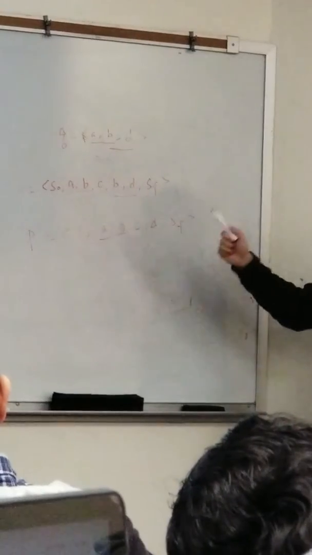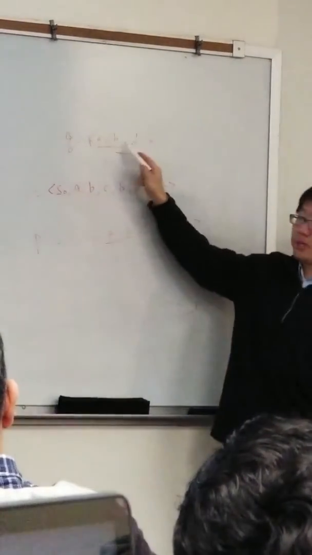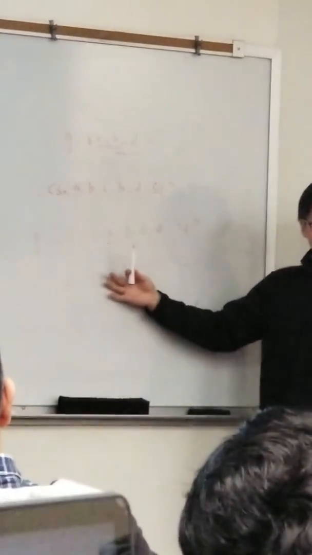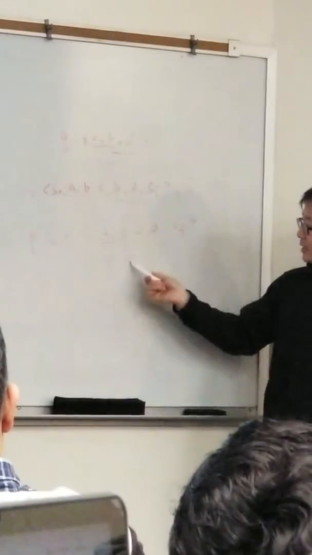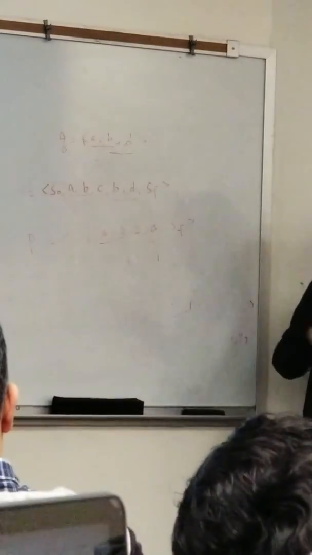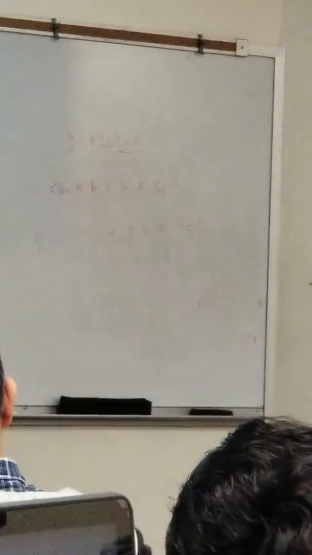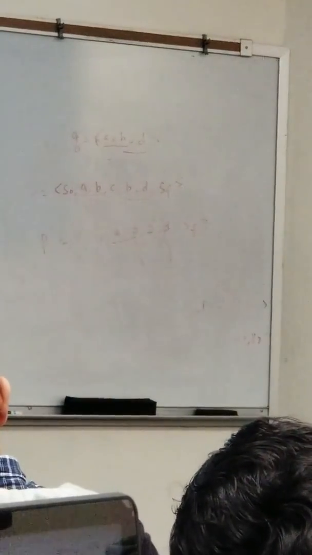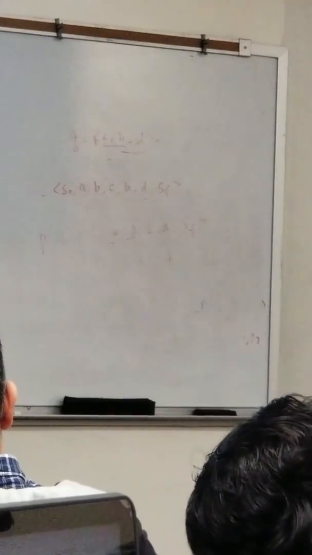Does P prime tour Q with a detour? So you can check ABD. Can you find ABD appearing in the same order in P? So ABD, okay, P prime tours Q with the detour. I hope these examples show the differences among the different concepts.